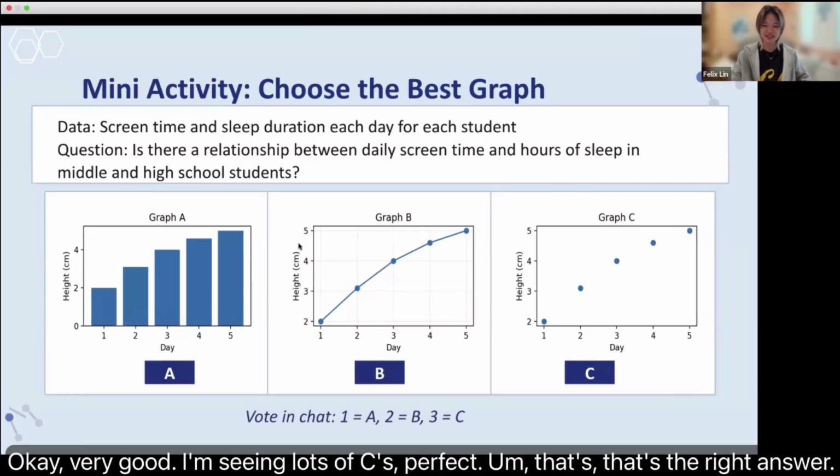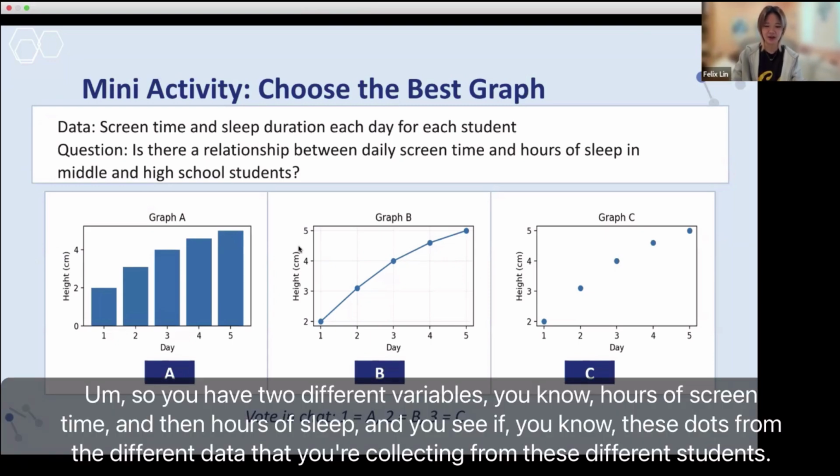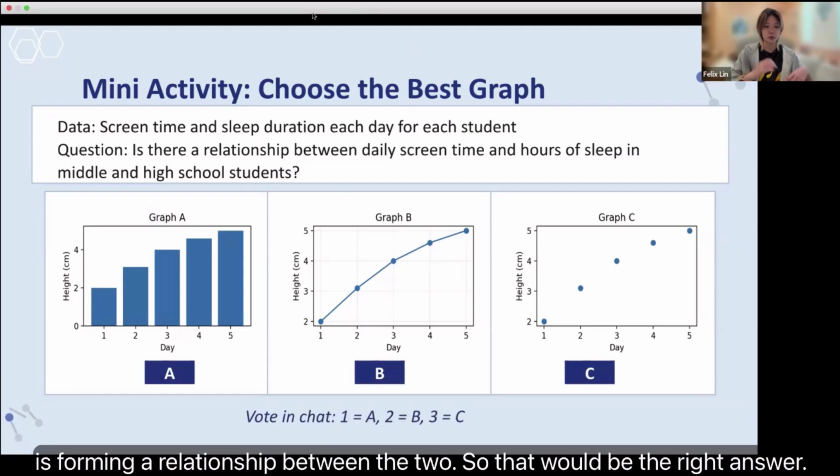Okay, very good. I'm seeing lots of C's. Perfect. That's the right answer. So you have two different variables, hours of screen time and hours of sleep. And you see if these dots from the data you're collecting from these different students are forming a relationship between the two. So that would be the right answer.